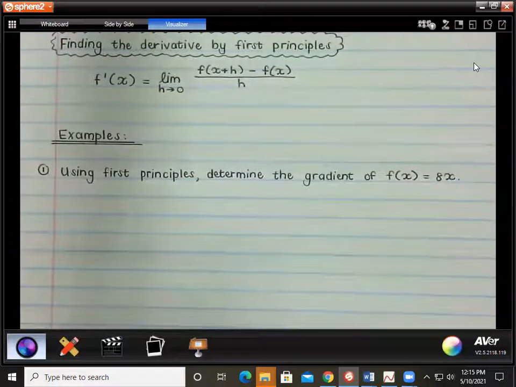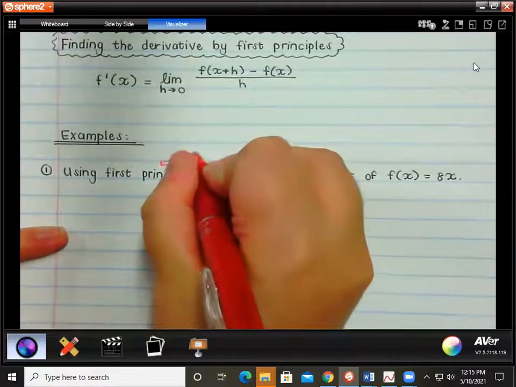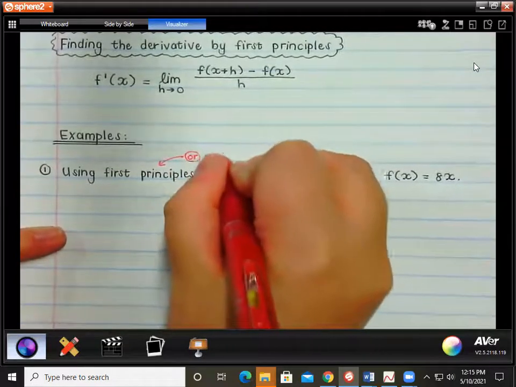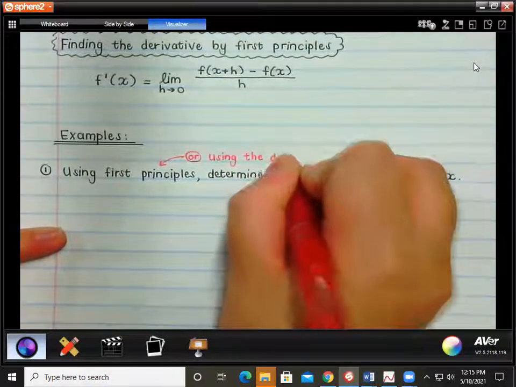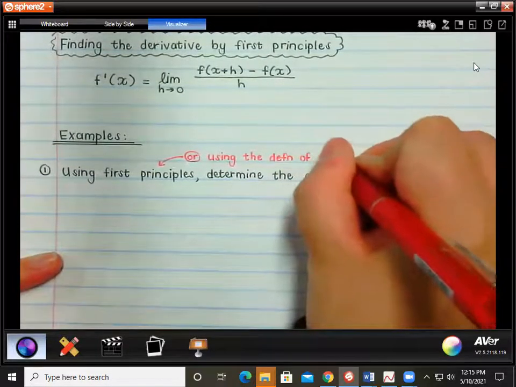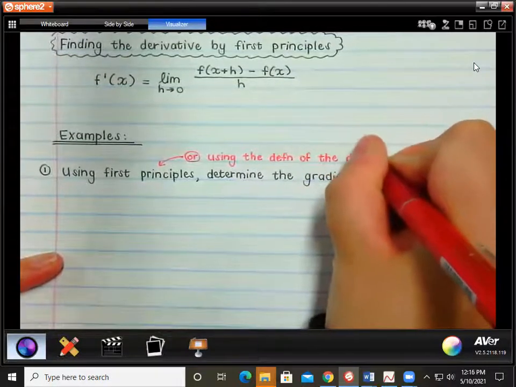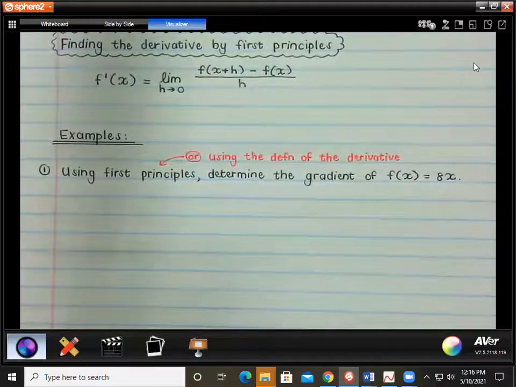And guys, another thing, you only do this long method if they specifically state using first principles. They can also say using the definition of the derivative. That's another way in which they can specify. So let's add that there. So they can also say, or, using the def, the definition of the derivative. Determine the gradient.